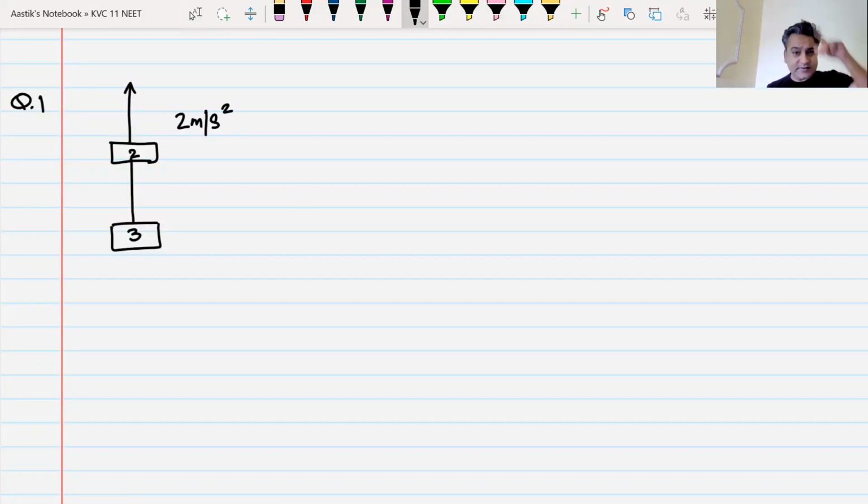You can see two strings. One is the upper string, string number 1, and one is the lower string, string number 2. What I want you to tell me is that if the acceleration of this system is 2 meter per second square in the upward direction, what is the tension in both strings? Can you do this? Yes or no? Let me give you 5 minutes. 3 minutes, sorry, not 5. 3 minutes to solve this. I hope you can do this. Yes or no? Confident?